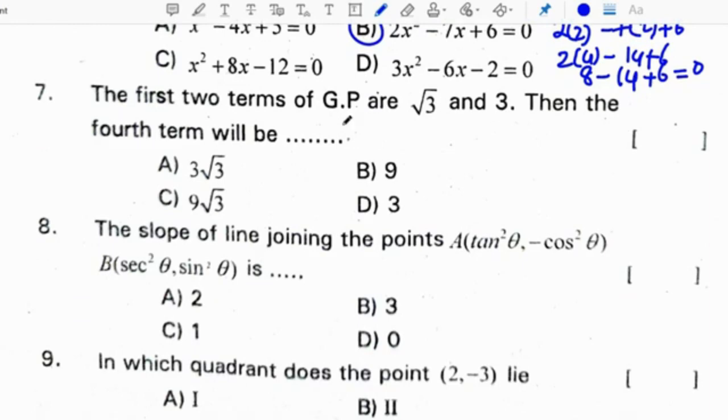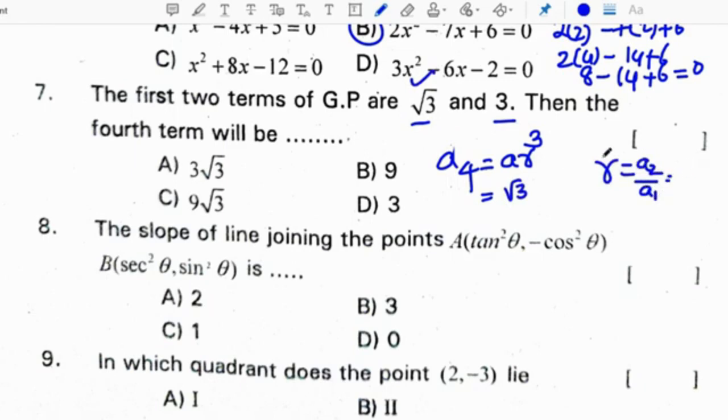Seventh question, the first two terms of a GP are root 3 and 3. Then the fourth term is. So the fourth term of a GP is given by the formula A R to the power of 3, where A is the first term root 3 and R is the common ratio given by A2 by A1. A2 is 3, A1 is root 3. So in 3 we have two root 3's, root 3 into root 3 is 3. So I'm just cancelling one root. So R is also root 3.